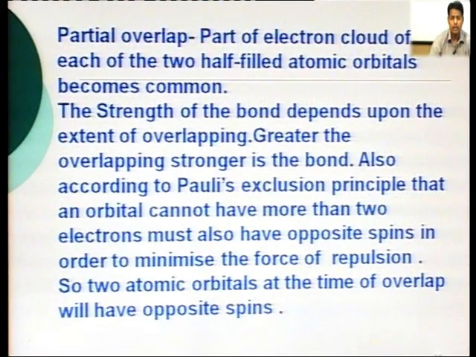Also, according to Pauli's exclusion principle, an orbital cannot have more than two electrons and they must have opposite spins in order to minimize the force of repulsion. So, two atomic orbitals at the time of overlap will have opposite spins.